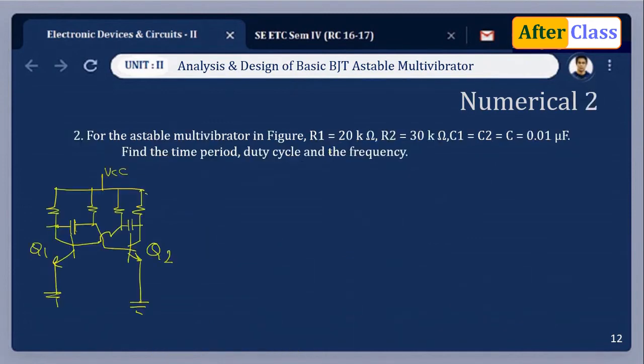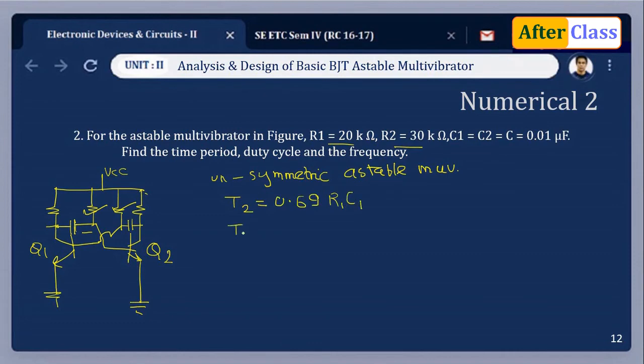Next problem: R1 is 20k and R2 is 30k. Now these are typically R1 and R2 and these are the capacitors. The capacitor values are the same. So this is purely a case of an unsymmetric astable multivibrator, so their timing periods will be different. We have derived T2 equals 0.69 into R1 C1 and T1 is 0.69 R2 C2.